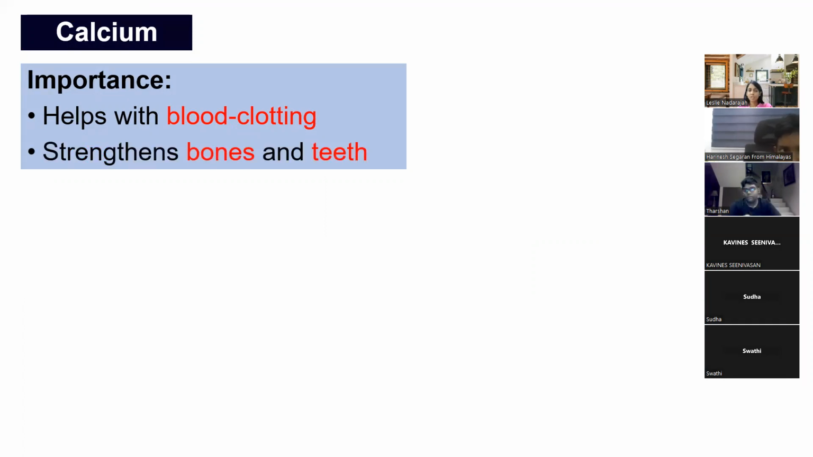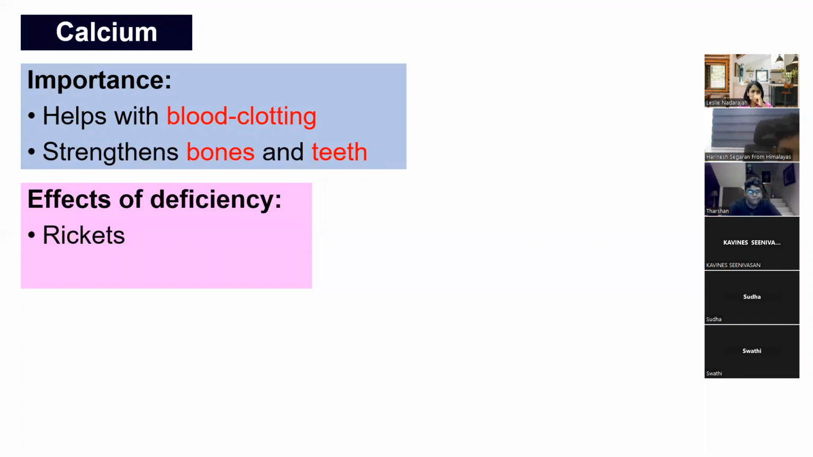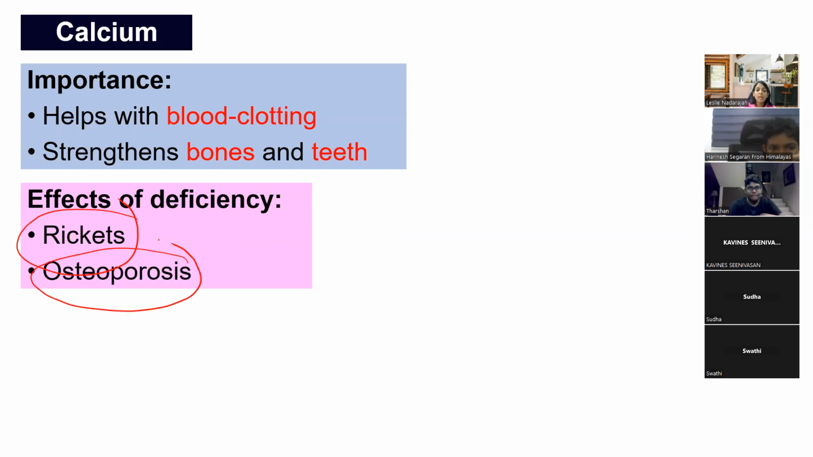Calcium helps with your bones and your teeth. If I don't take calcium, remember the bones of that animal and the human being, that was very funny, we get rickets or osteoporosis. This one happens to old people. You get osteoporosis, your bones don't function so well.